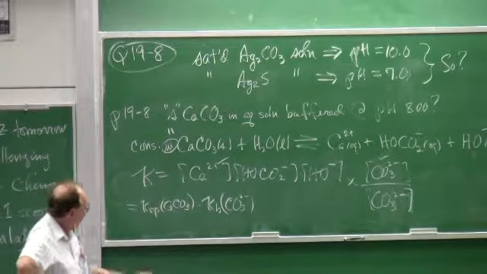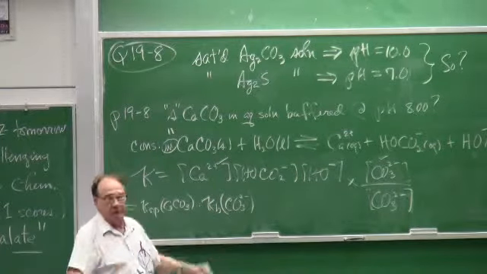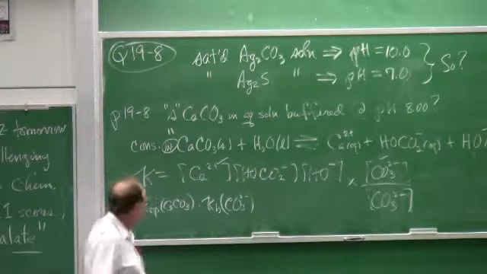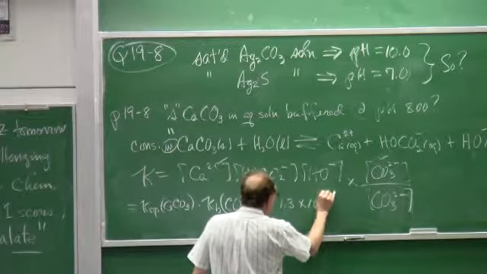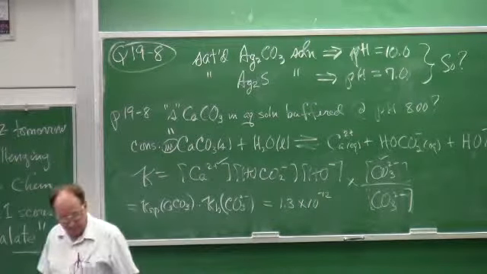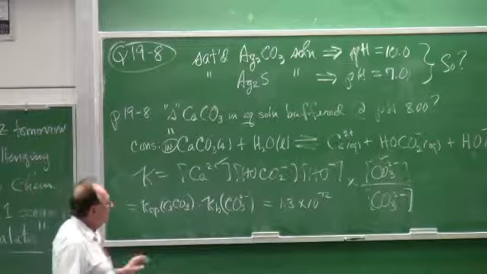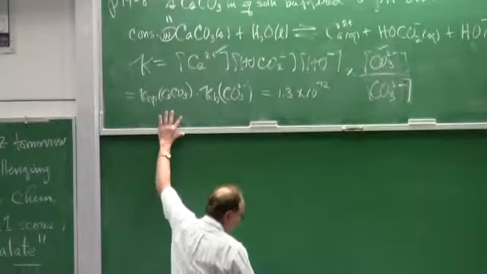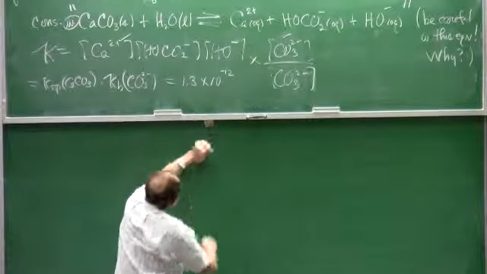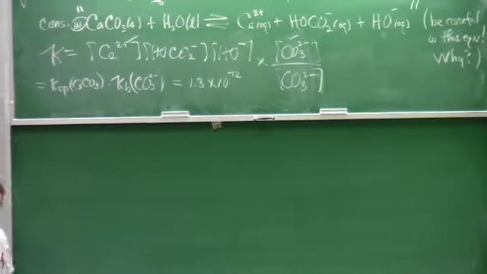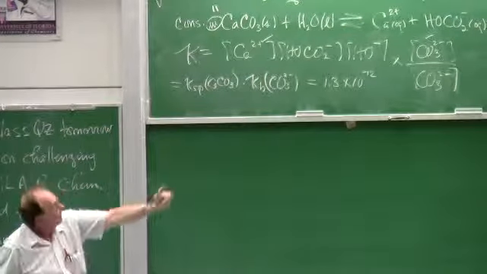So now I'll put in the numbers. 6.2 times 10 to the minus 9 multiplied by 2.1 times 10 to the minus 4. I don't expect you to remember the numbers. You know how to get them. And if I do that, I should get 1.3 times 10 to the minus 12. Now I'll check my arithmetic. Yep. And go further, to get at the solubility of calcium carbonate in this special solution, buffered at pH 8.